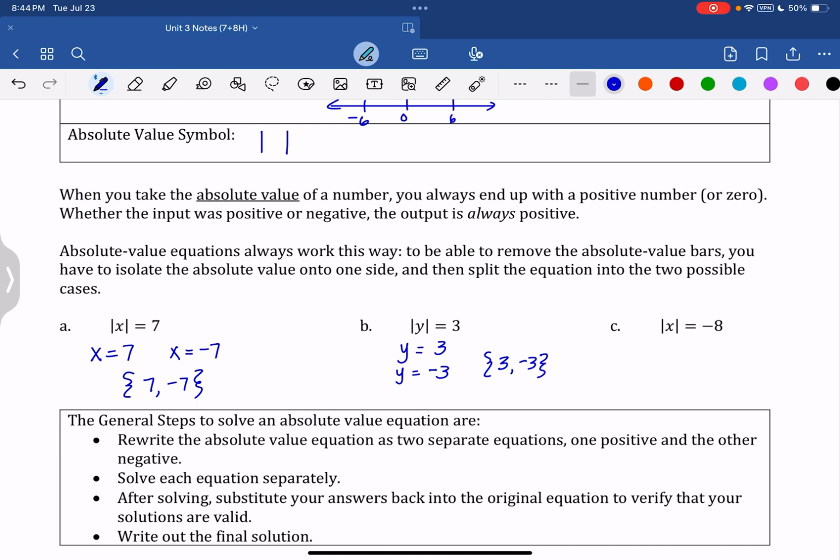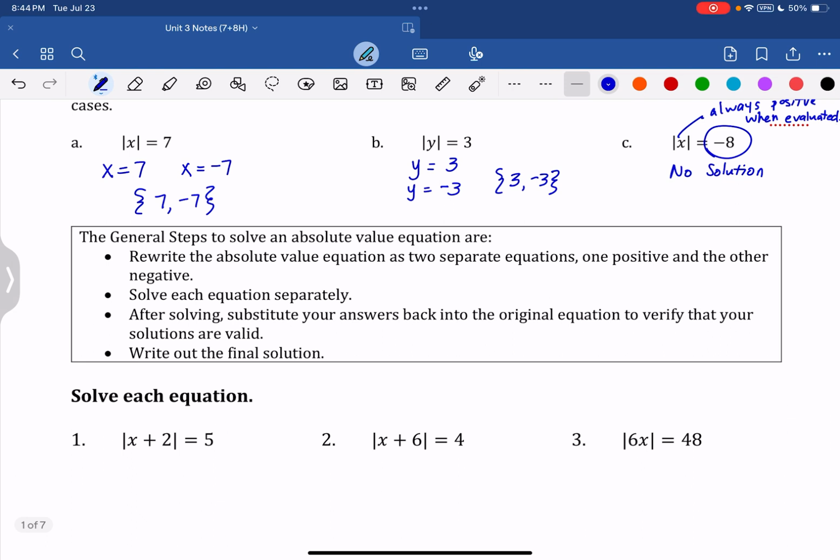Now this one's a little tricky. You're like, well, you already had the negative distance. But remember, when we take the absolute value, that final step, we always have to end up with a positive, right? So this is no solution because of that final step. This is always positive when evaluated. So that's important to remember. Once we've isolated the absolute value, if it's ever equal to a negative, then we have no solution.